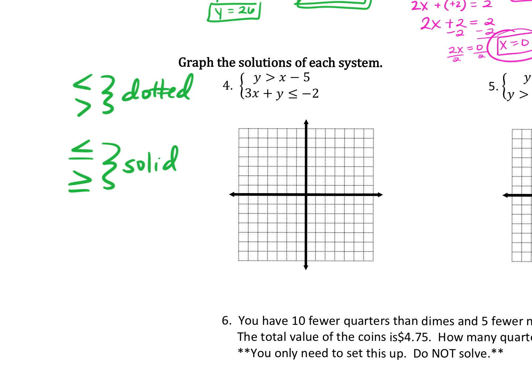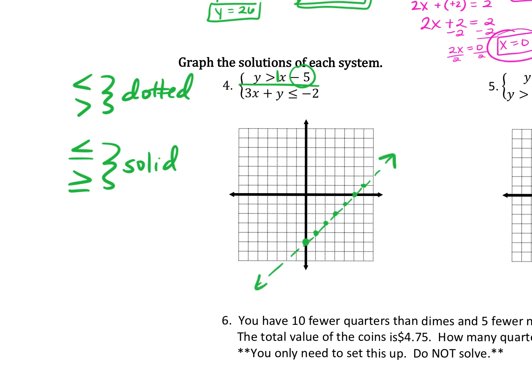So if I graph this top line, remember we start with the y-intercept. So this is in slope-intercept form. We're going to go down 5. 1, 2, 3, 4, 5. And then your slope is 1. So you're going up 1 over 1 as many times as you want. This is a greater than. So this is going to be a dotted line.